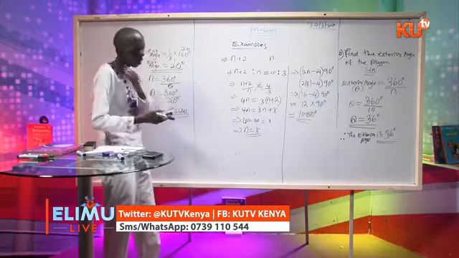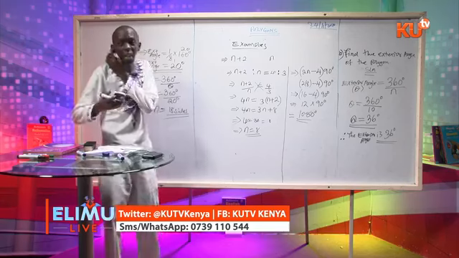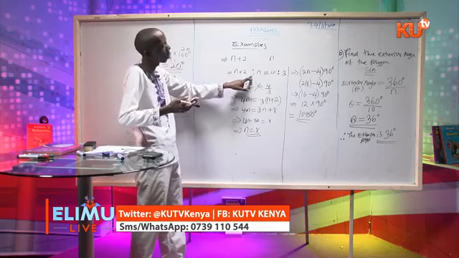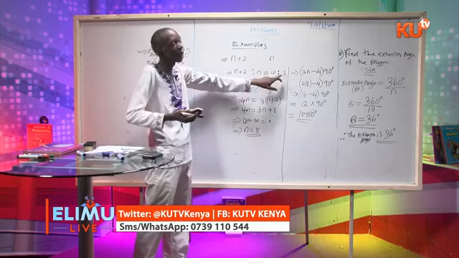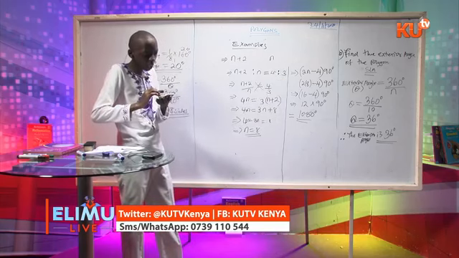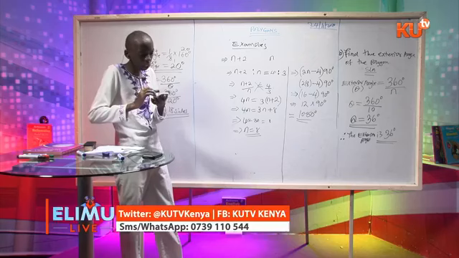So I hope the question is well understood. You first of all get the ratios. n plus 2 is to n is equal to 4 is to 3. Then we move on to the next question. I hope you have understood.